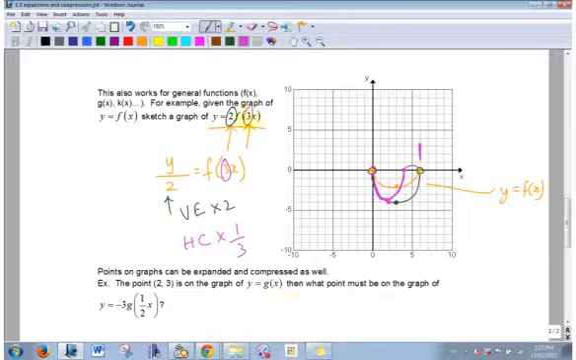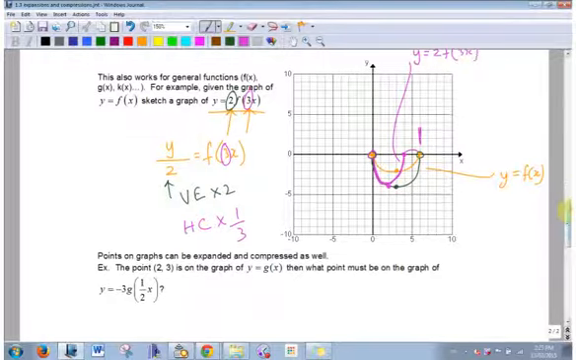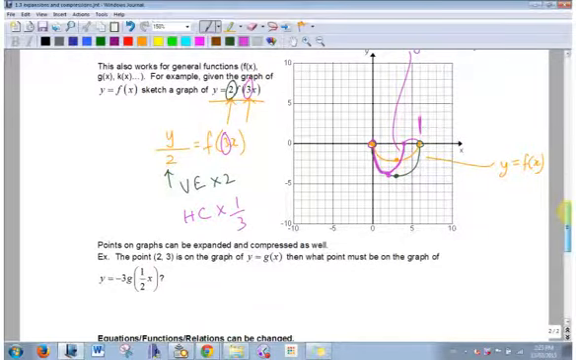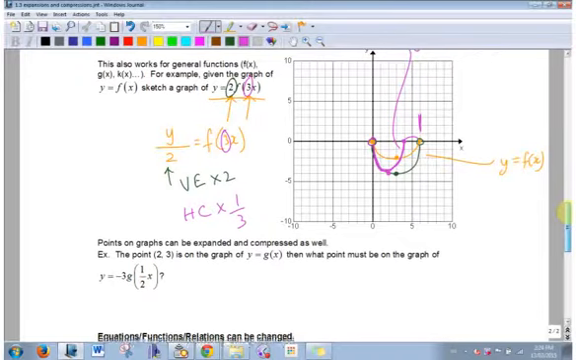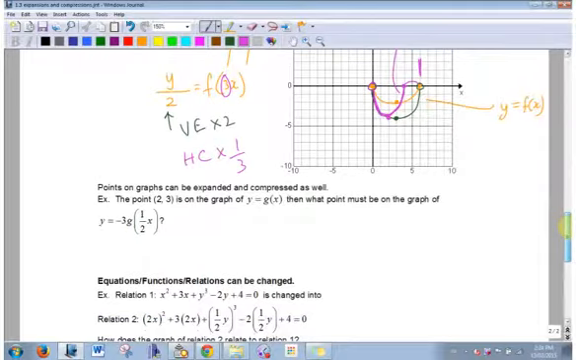Okay? The purple thing, at least that's my color, is that. Okay? So vertically expanded, horizontally compressed.